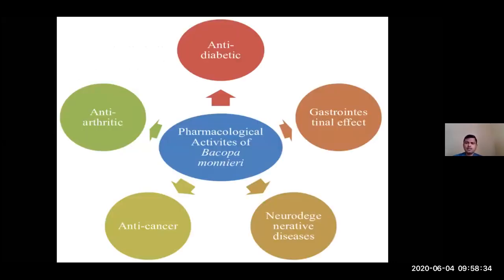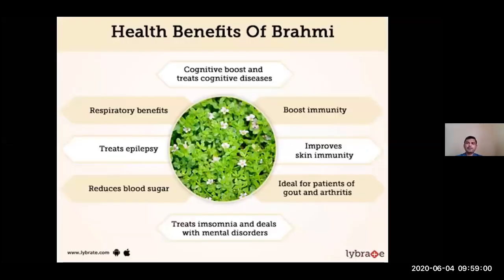So these are the pharmacological activities of Bacopa monnieri. According to the modern, they used to say it's the best gastrointestinal effect, anti-diabetic effect, anti-arthritic effect, anti-cancer effect, and in neurodegenerative diseases. So in these conditions, you can use Brahmi.